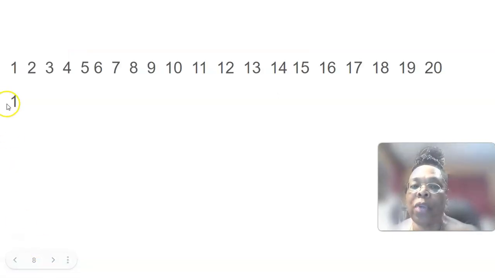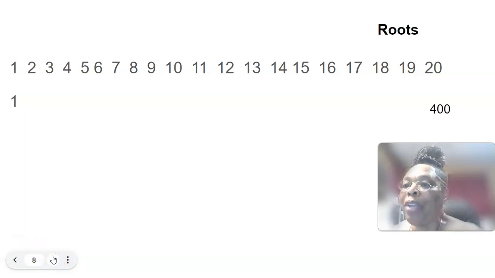Your perfect squares, you have to learn them from 1 to 20. 1 times 1 will give you 1. That's a perfect square. And the numbers from 1 to 20 are the roots of the perfect square. 20 times 20 gives you 400. And that's the perfect square.